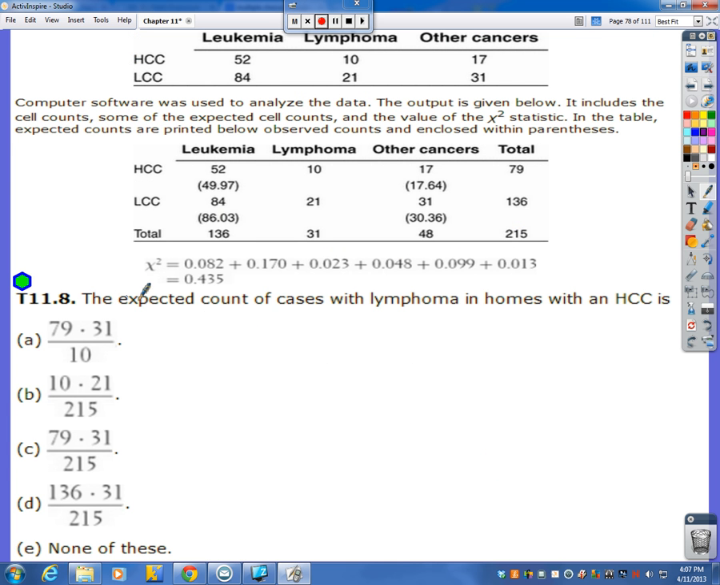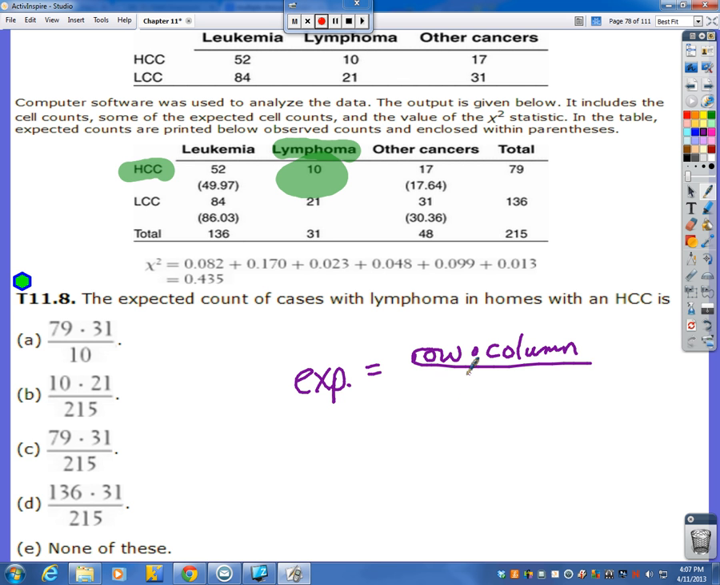Number 8 says the expected count of cases with lymphoma in homes with an HCC. So again, that's one of the things that they left blank earlier. So here's HCC, lymphoma. That's for our 10 observed. How many would we have had expected? So this is where, to get your expected counts, you had to take the row total times the column total divided by the total total.